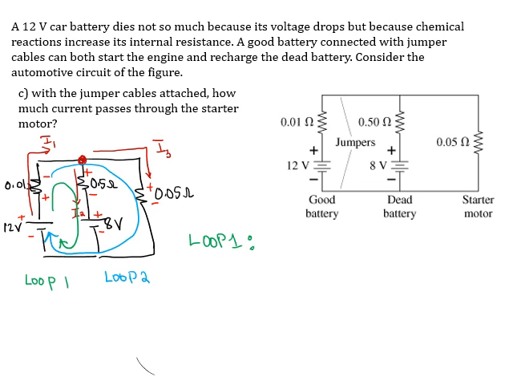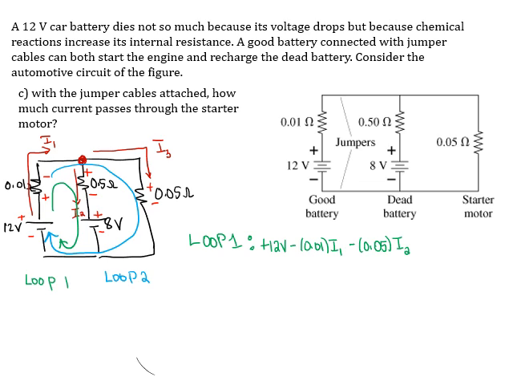So starting with loop 1, the first thing we'll have is the battery. We go from the negative to the positive. We have a potential increase due to the battery, 12 volts. Then we get to our first resistor, 0.01. There is a potential drop because we go from plus to minus, and our loop goes in the same direction as our current. So we've got minus 0.01 times current I1. Then we get to our second resistor. Our loop goes in the same direction as our current I2. It goes from plus to minus, so that's a potential drop. Minus 0.05 I2. Then we get to our battery.